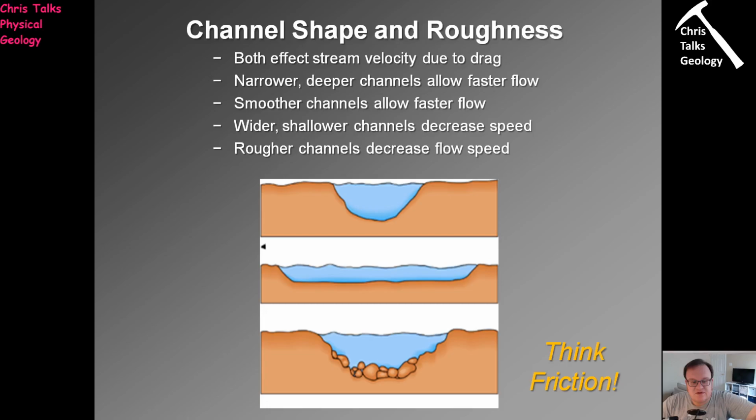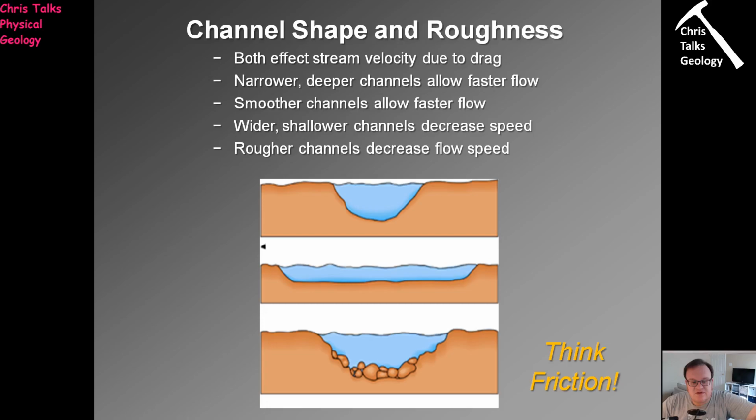So let's have a think about channel shape and roughness. Here are a few things. Both affect stream velocity due to drag. Narrower, deeper channels allow for faster flow. Meandering rivers, where the channels are typically deeper and narrower, will tend to channel water faster. In contrast, the type of channels we get with braided rivers, which are wide and shallow, actually tend to bring the velocity down.